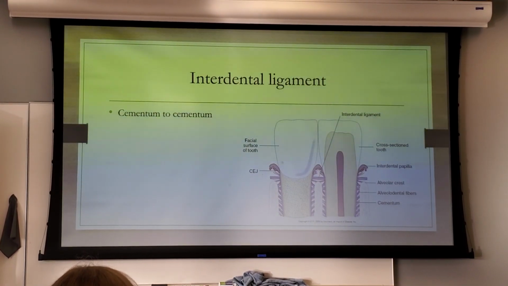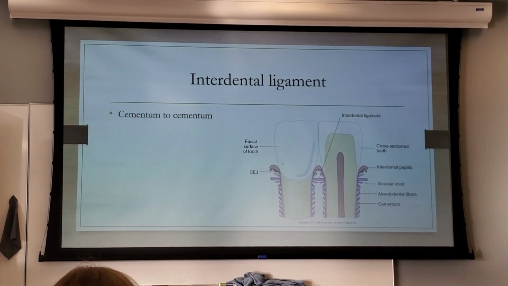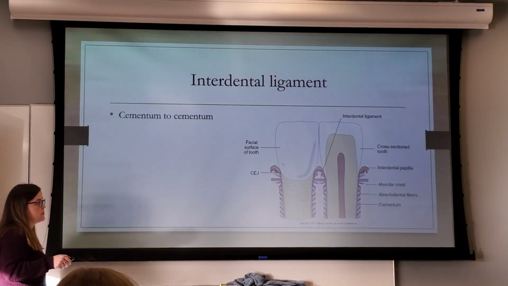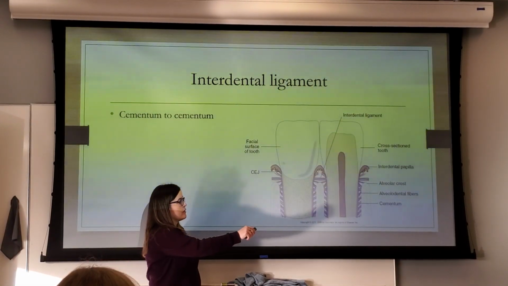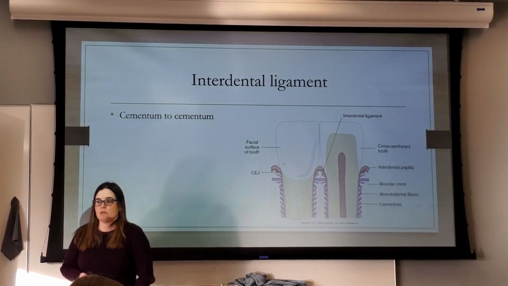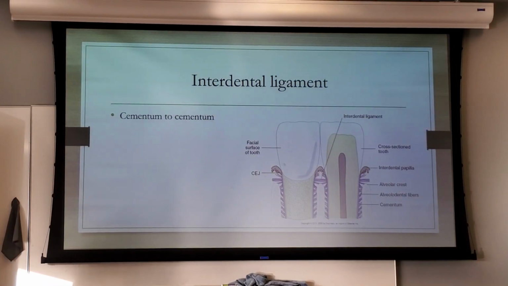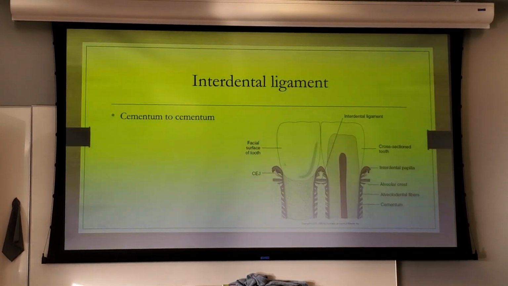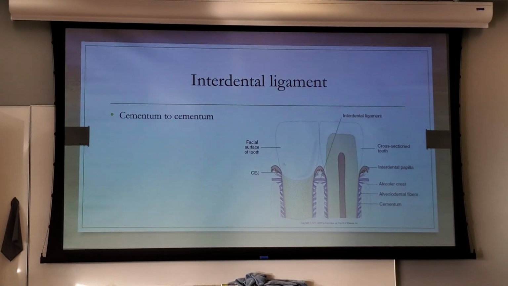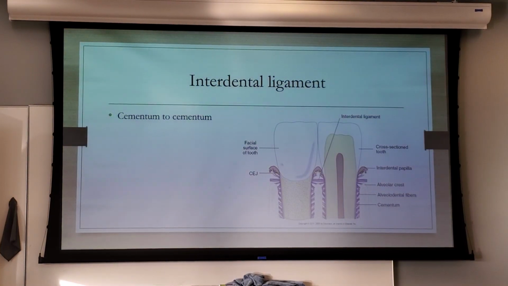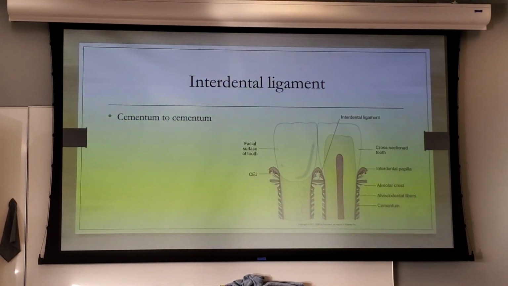Then we have an interdental ligament, right, that goes between cementum to cementum, so our teeth are kind of anchored together by our interdental. Okay, so our periodontal ligament is the one attaching the tooth, in a sense, to the bone. Our interdental attaches tooth to tooth, so it goes cementum to cementum.